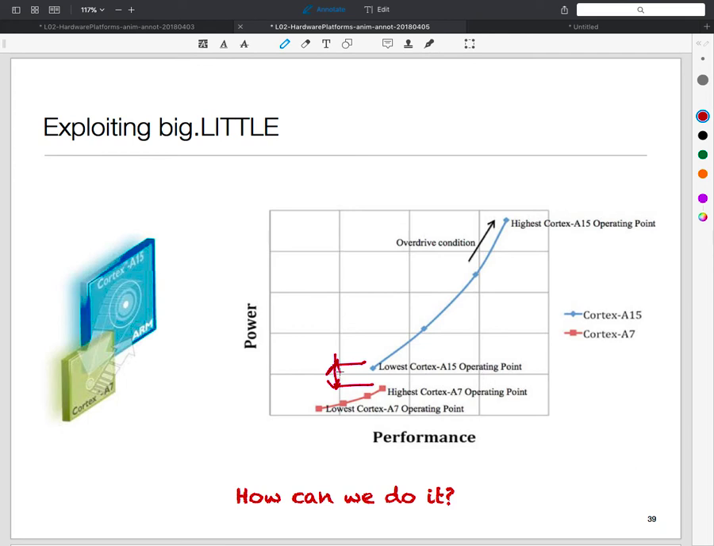So the strategy of combining things is a very common strategy to achieve energy proportionality in this manner. That is, you take 2 processors of different characteristics and stitch them together. There's a second strategy for achieving energy proportionality, which works in some cases.